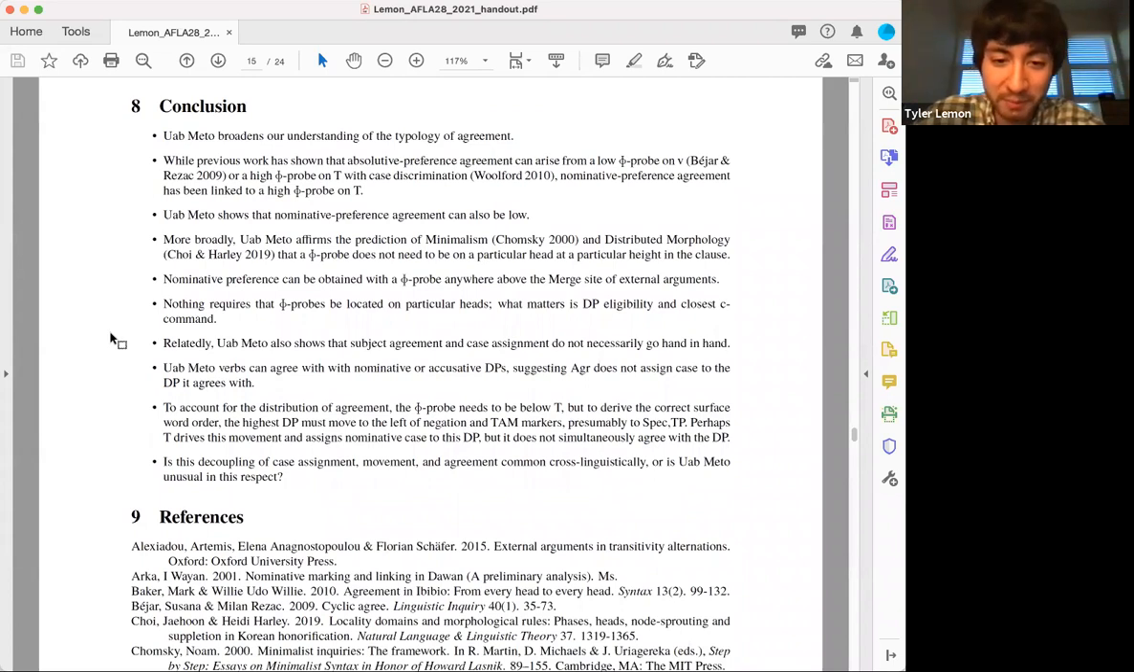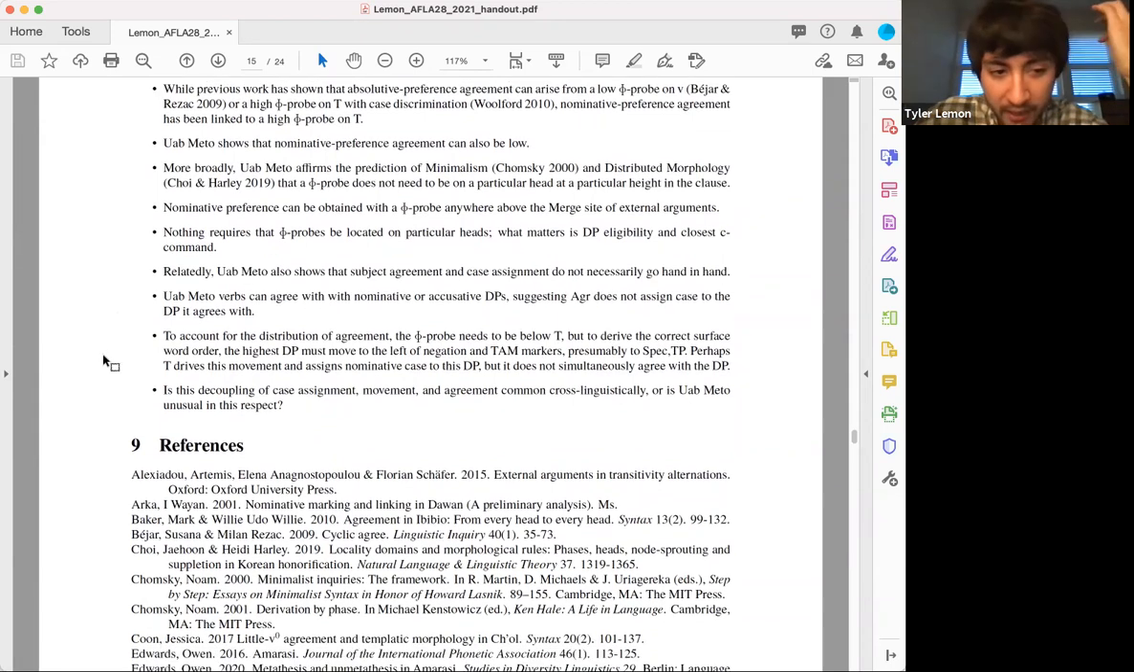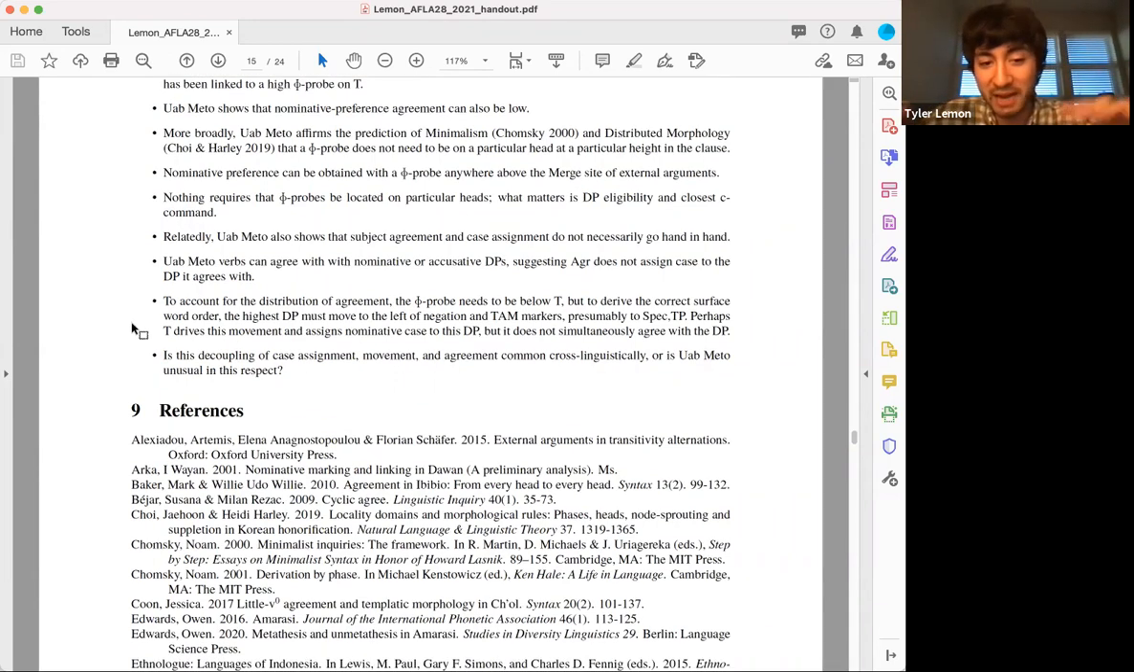Nothing requires that phi probes be located on particular heads. What really matters is DP eligibility and close c-command. Relatedly, Uab Meto shows that subject agreement and case assignment don't necessarily go hand in hand. As I very briefly showed you, Uab Meto verbs can agree with nominative or accusative DPs, suggesting that agar doesn't assign case to the DP it agrees with. And to account for the distribution of agreement, the phi probe has to be below T, but to derive the correct surface order, the highest DP needs to move to the left of negation and TAM markers, presumably to spec TP. Perhaps T drives this movement, and perhaps T assigns nominative case to this DP, but it's not simultaneously agreeing with it.